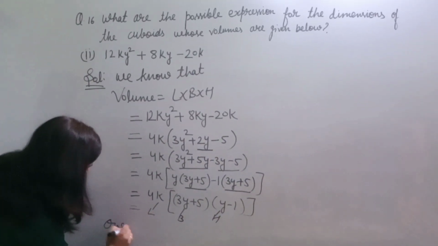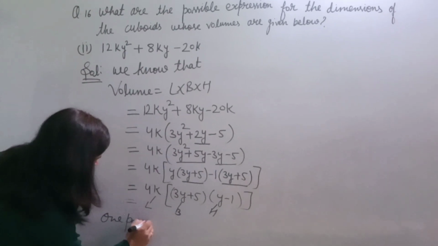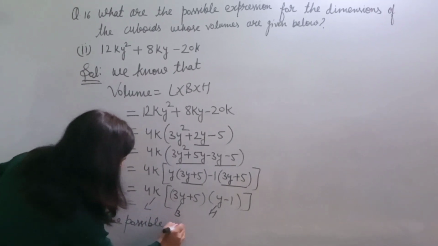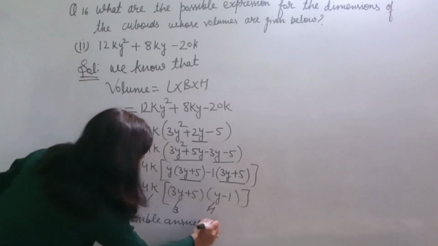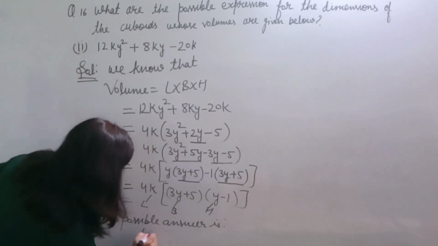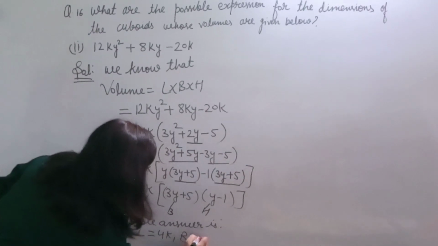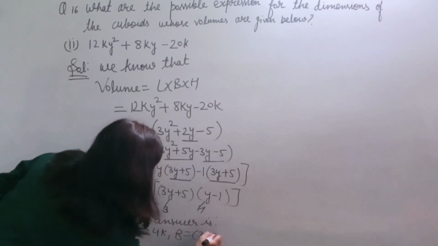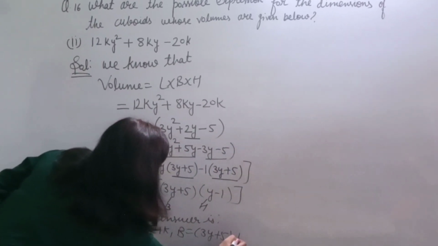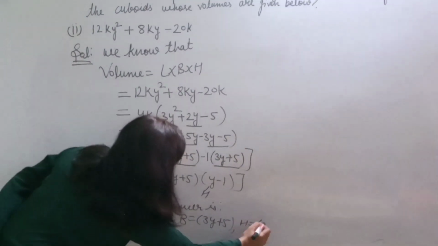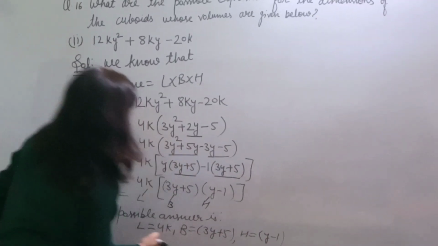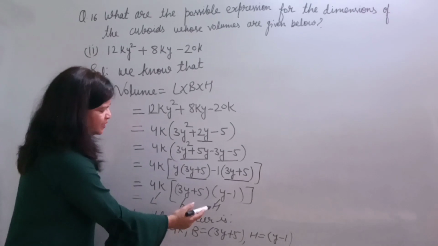So one possible answer is length is equal to 4k, breadth is equal to 3y plus 5 and height is equal to y minus 1. So this is our final answer.